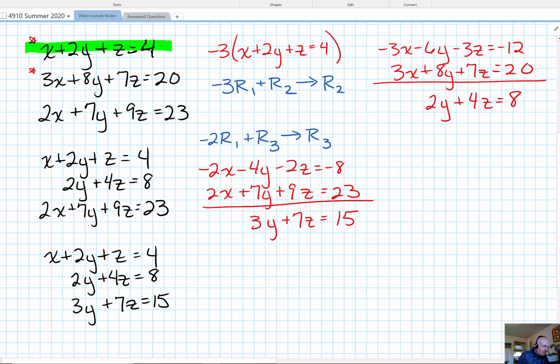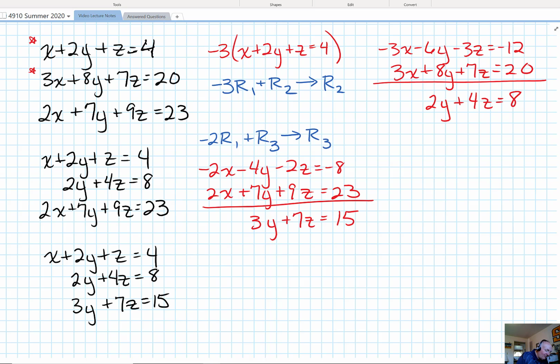Step 1, pick any 2 rows, eliminate any of the variables. We picked 1 and 2 and eliminated the x's. But if I was really crazy, I could have picked 2 and 3 and eliminated the z's. Step 1 is just that: pick any 2 rows, eliminate any of the 3 variables. Step 2, though, is forced.